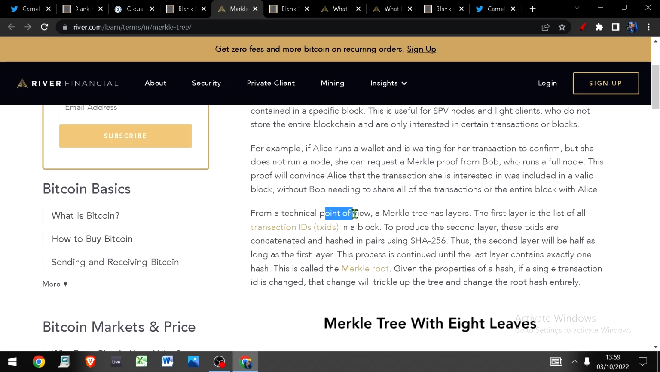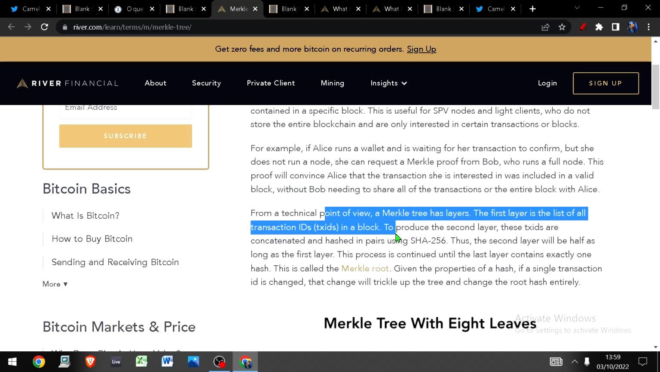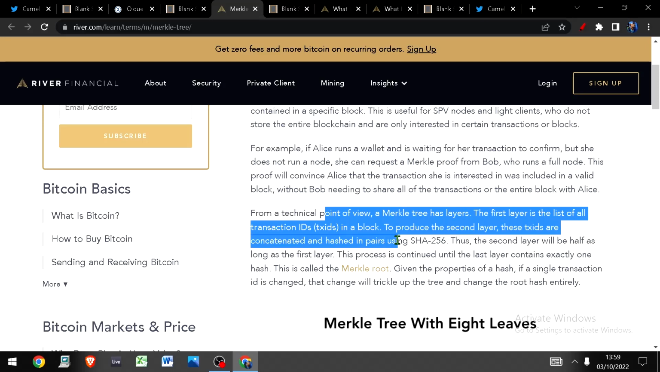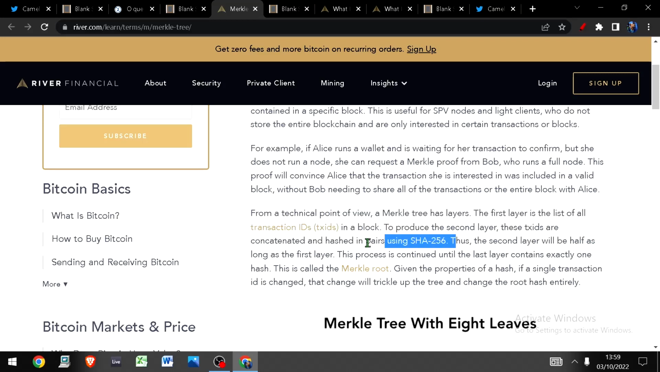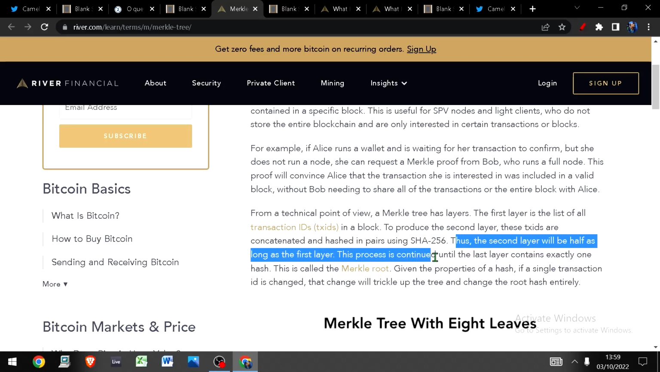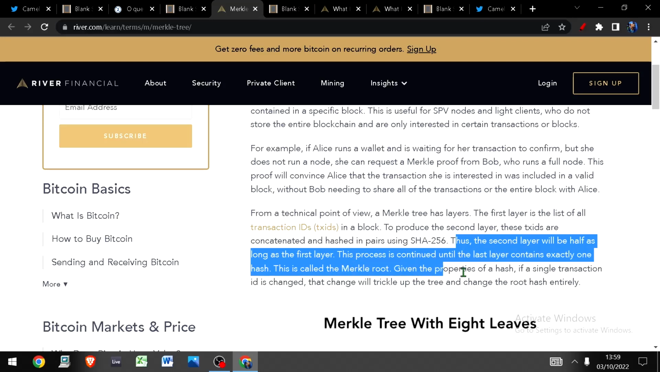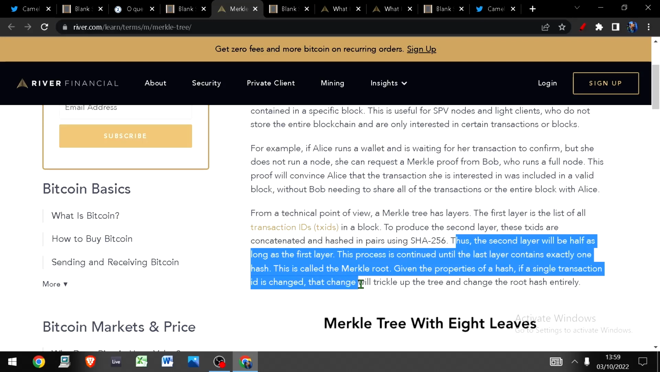So from a technical point of view, a Merkle tree has layers. The first layer is the list of all the transaction IDs in a block, and to produce the second layer, these transaction IDs are hashed in pairs using the Bitcoin SHA-256 hashing function. Thus, the second layer will be half as long as the first layer, and this process is continued until the last layer contains exactly one hash, and this is known as the Merkle root. Given the properties of the hash, if a single transaction ID is changed, the change will trickle back up the tree and change the root hash entirely.